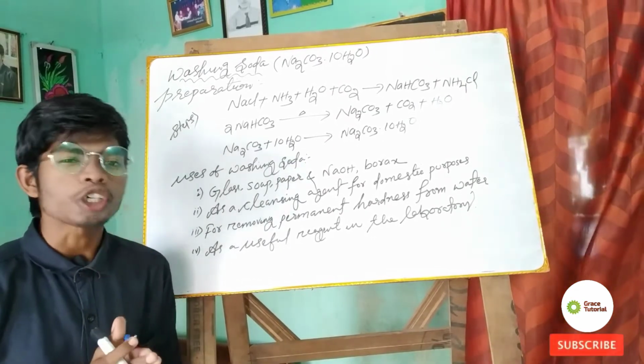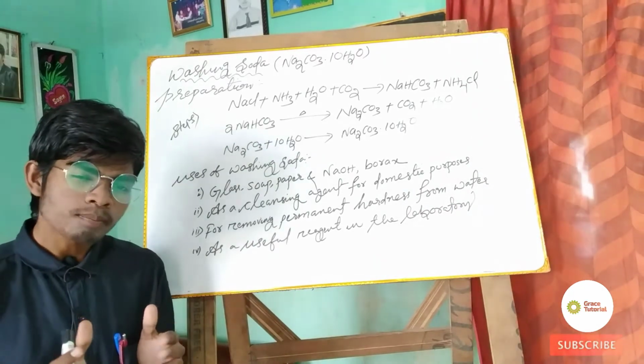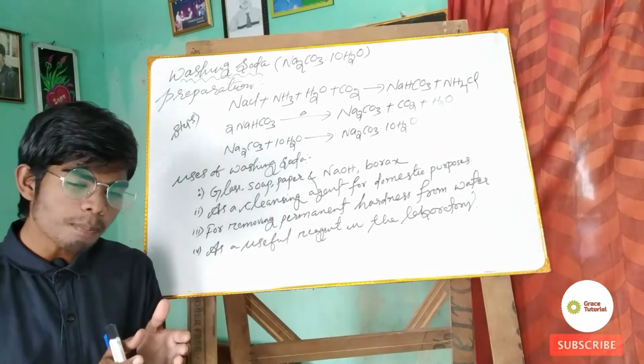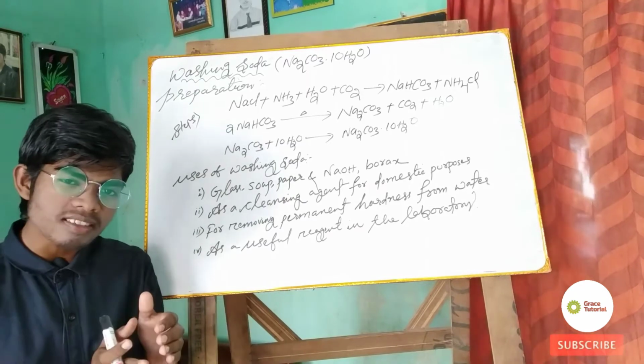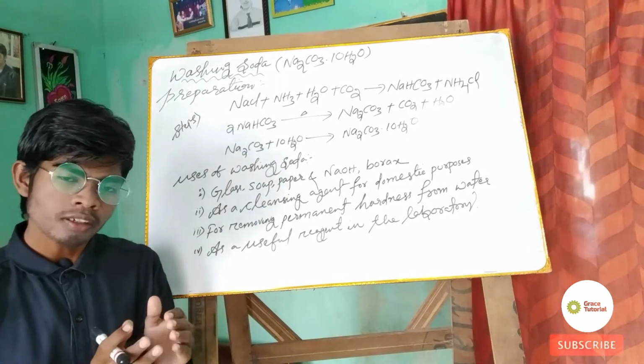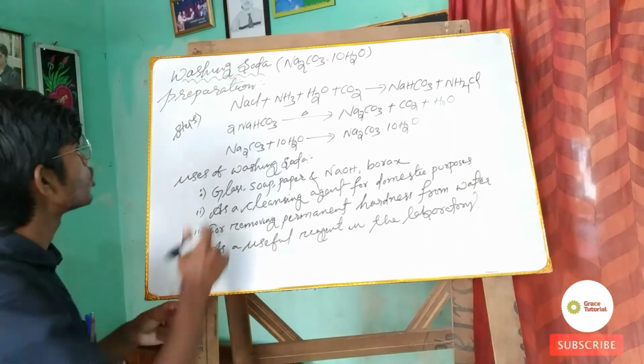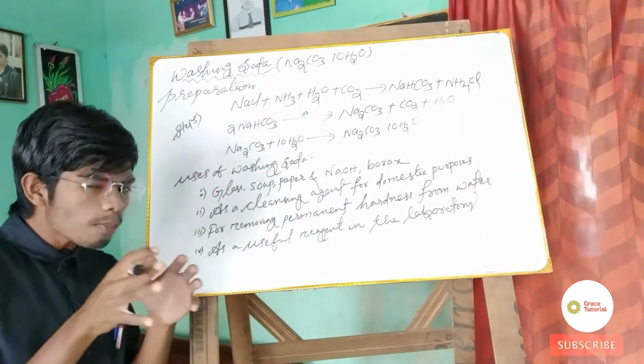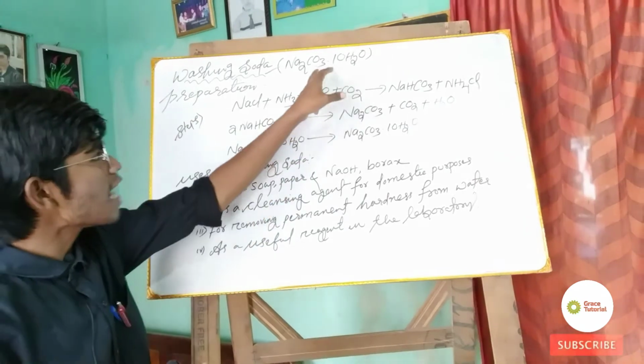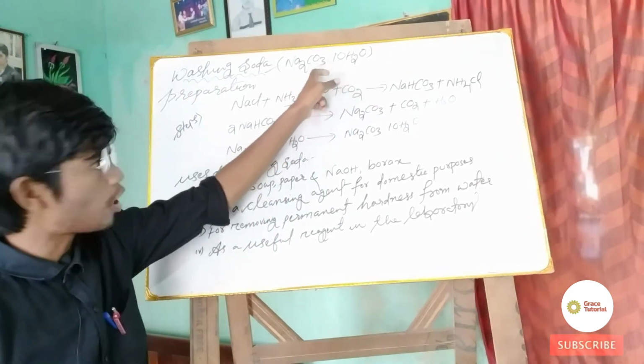In this video lecture, we will be discussing washing soda, bleaching powder and plaster of Paris, along with their preparation and uses. First up, let us try to understand washing soda. The formula for washing soda is the hydrated form of sodium carbonate.